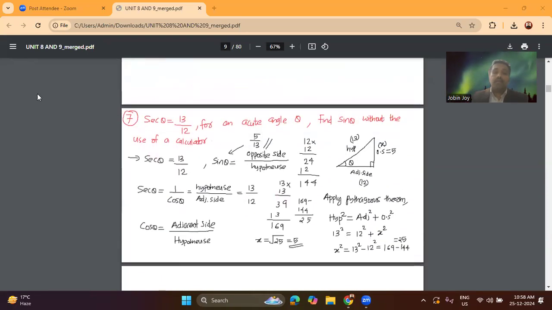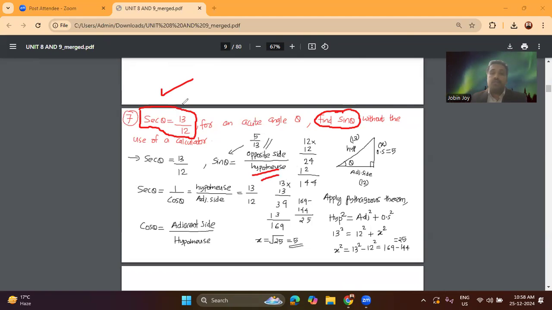Here sec theta is given. Sec theta is equal to 13 divided by 12. For an acute angle theta, an angle less than 90 degrees is called an acute angle. Calculate sine theta. How will you calculate sine theta? Sine theta is equal to opposite side divided by hypotenuse.